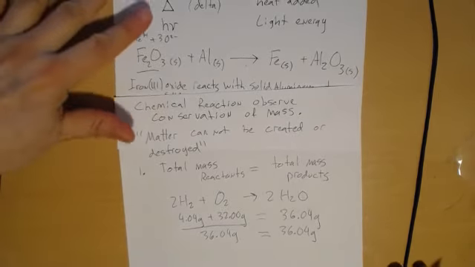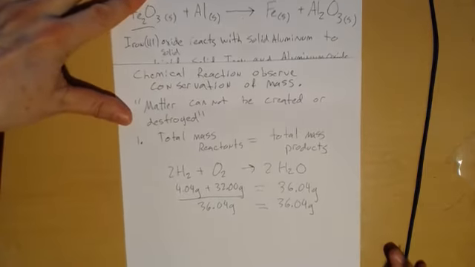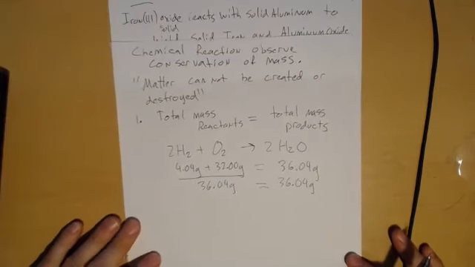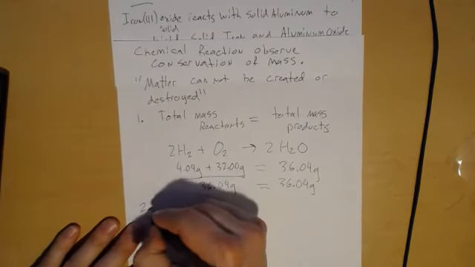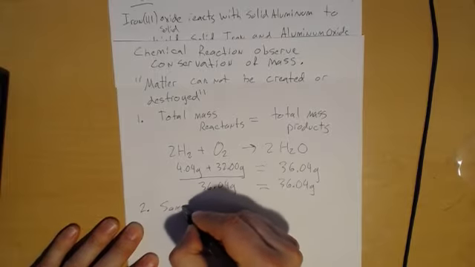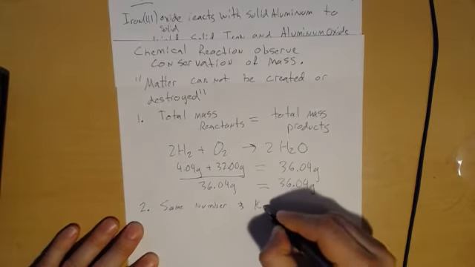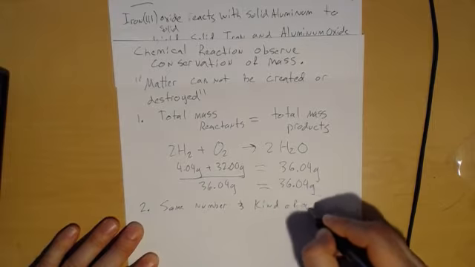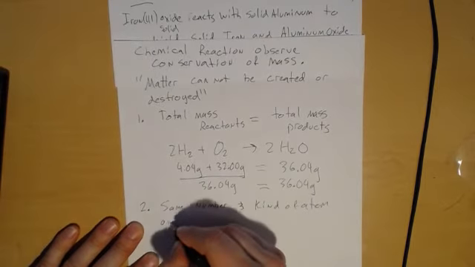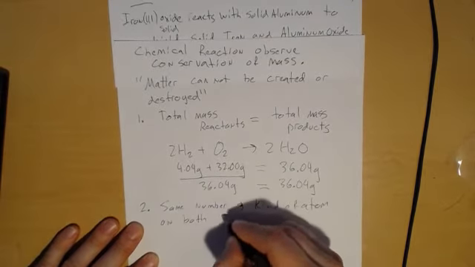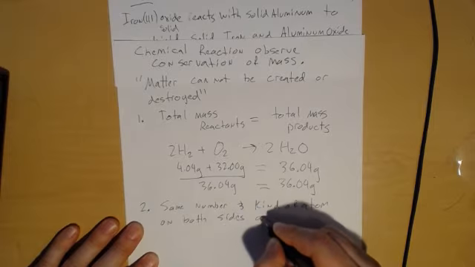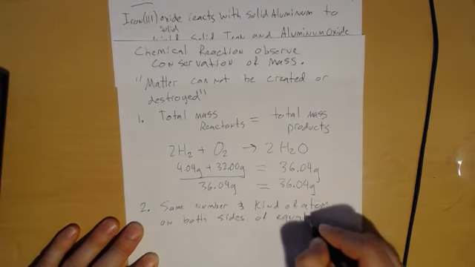Okay, so that's just the first corollary. The second corollary involves balancing. The second corollary is I have to have the same number and kind of atom on both sides of the equation.